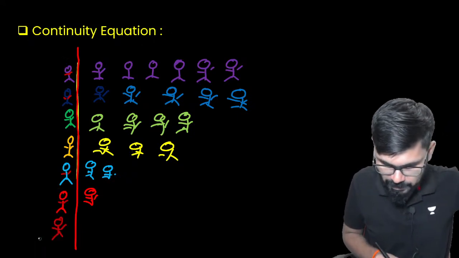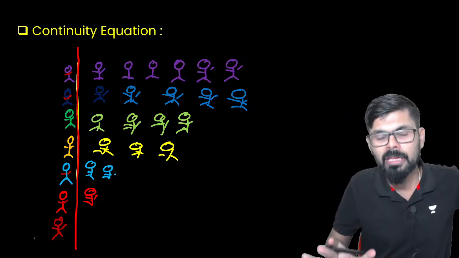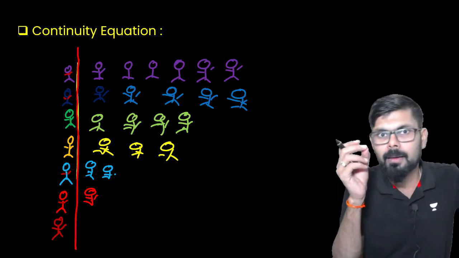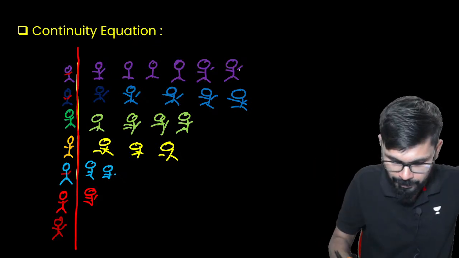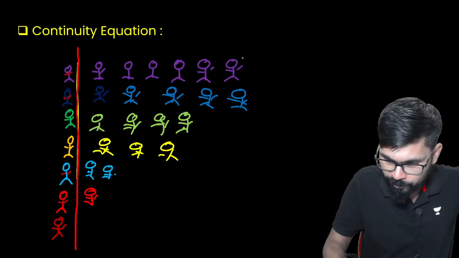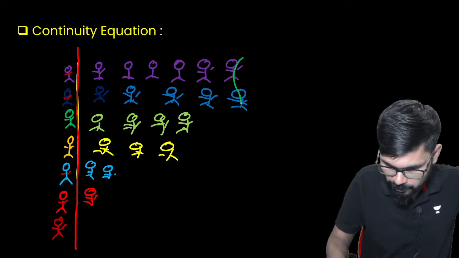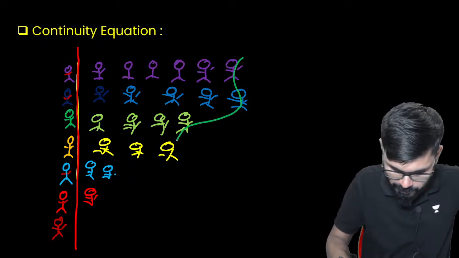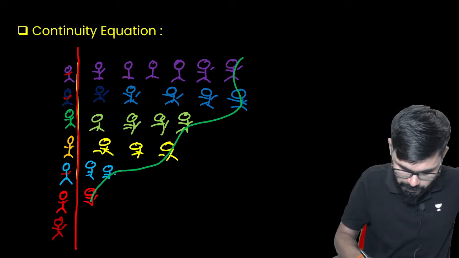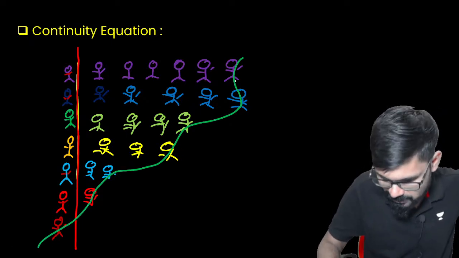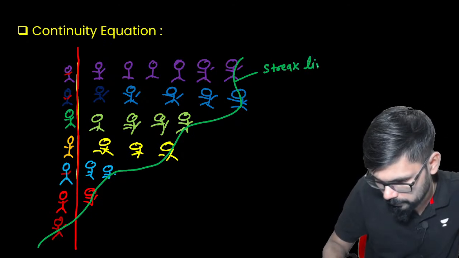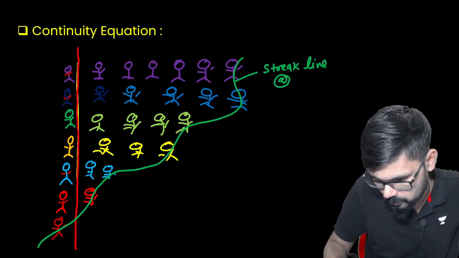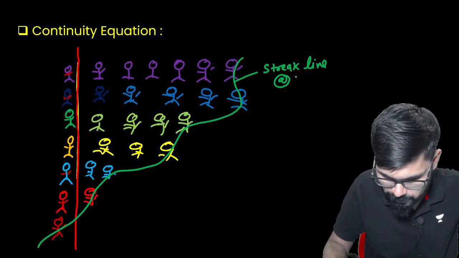Now please listen here carefully. If I am going to draw a line after 6 seconds, what will happen? This person will be here, and then this person will be here, then we'll match this person, then this person, then this person, then this person, then this person. This is a streak line. A streak line at 6 seconds, at t is equal to 6.